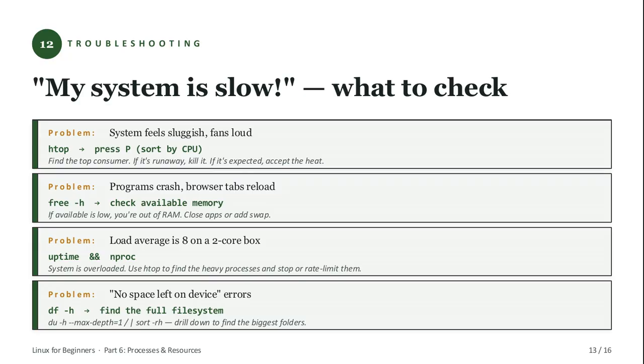If your load average is way above your core count, pair uptime with nproc to confirm, then hunt the heavy processes in htop. And when you hit "no space left on device," df -h shows which file system is full, and du -h --max-depth=1 lets you drill down to find what's eating the space.